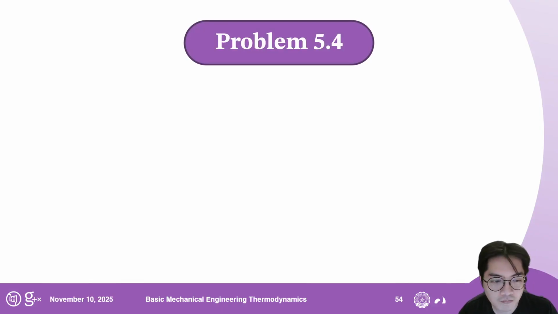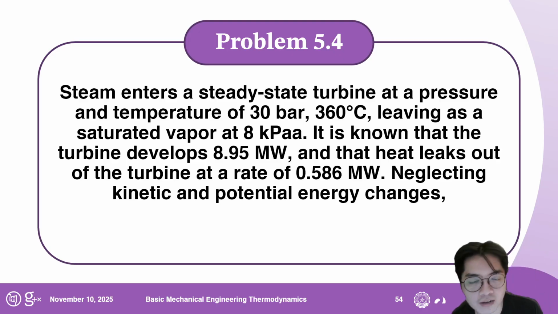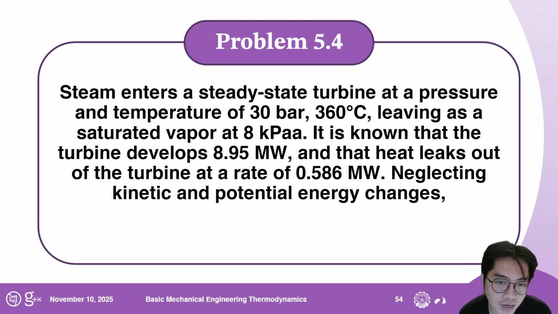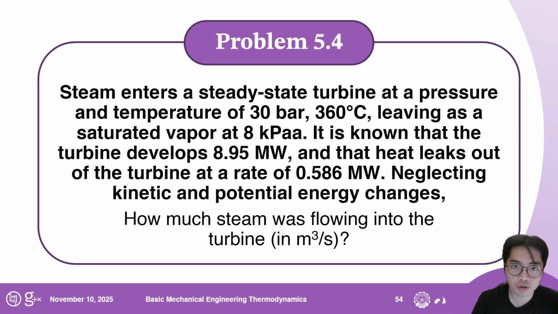Now we go to problem 5.4. This is the only problem for this one, so this will be somewhat simple. Steam enters a steady state turbine at a pressure and temperature of 30 bar, 360 degrees Celsius, leaving as a saturated vapor at 8 kPa. It is known that the turbine develops 8.95 megawatts and that the heat leaks out of the turbine at a rate of 0.586 megawatts. Neglecting kinetic and potential energy changes, how much steam was flowing into the turbine? Okay, it's very interesting.